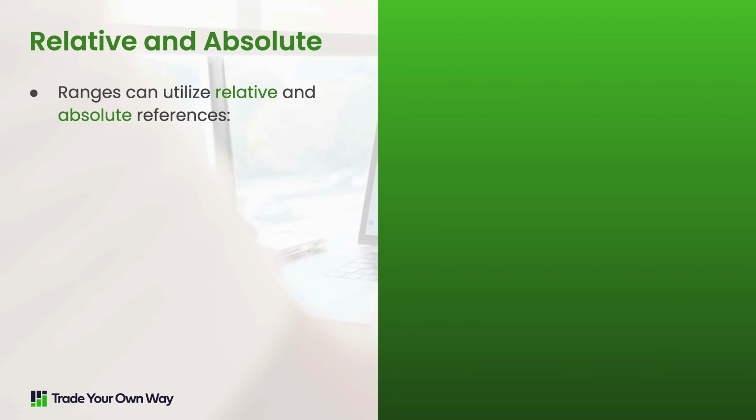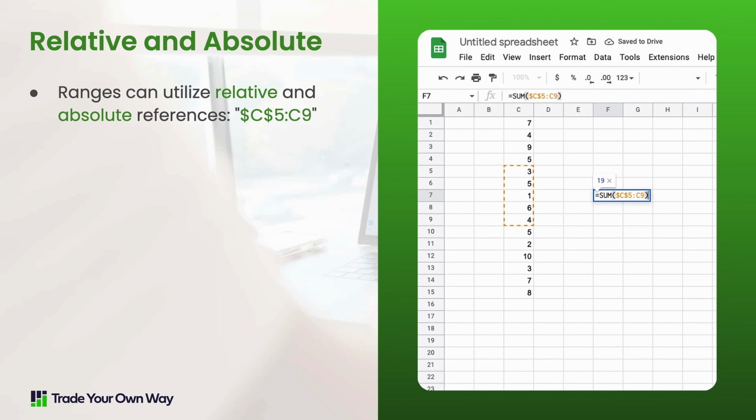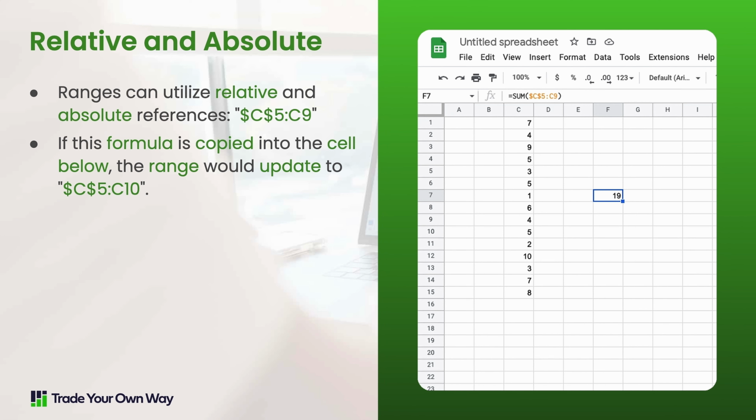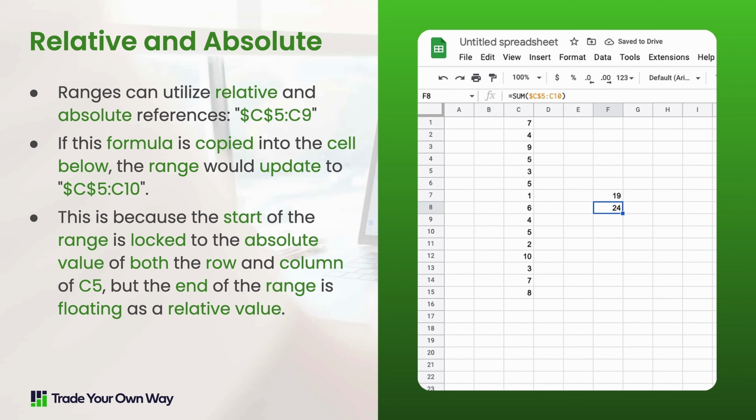Ranges can utilize both relative and absolute references within the same range. For example, absolute C5 to relative C9. If this formula is copied from its original location into the next cell below, the range would update to read absolute C5 to relative C10. This is because the start of the range is locked to the absolute value of both the row and column of C5, but the end of the range is floating as a relative value, so copying to one row lower will add 1 to the row value.